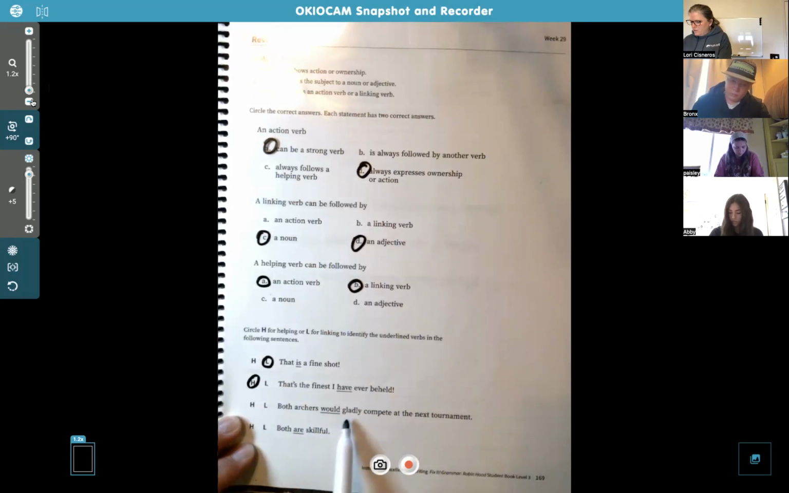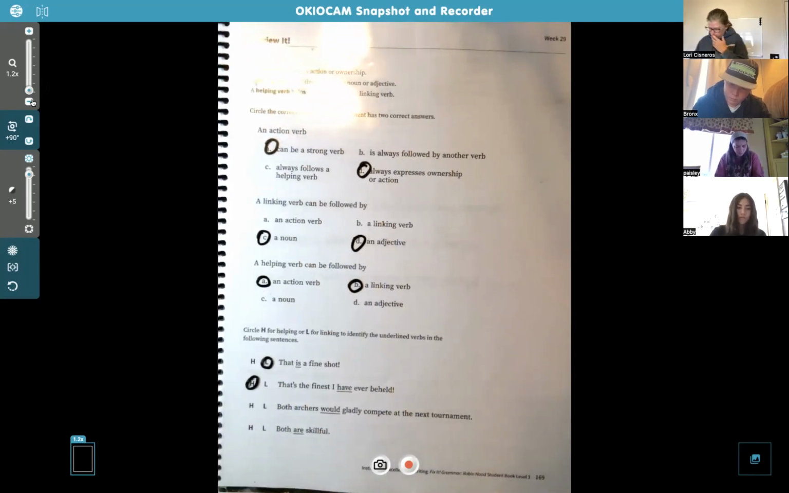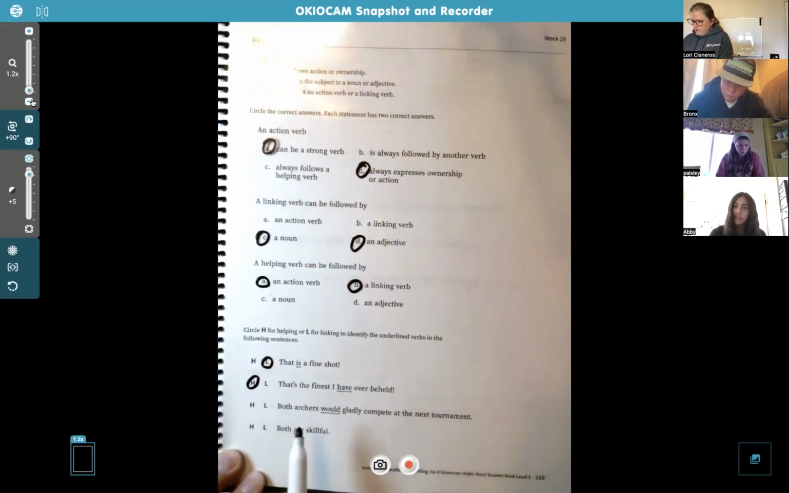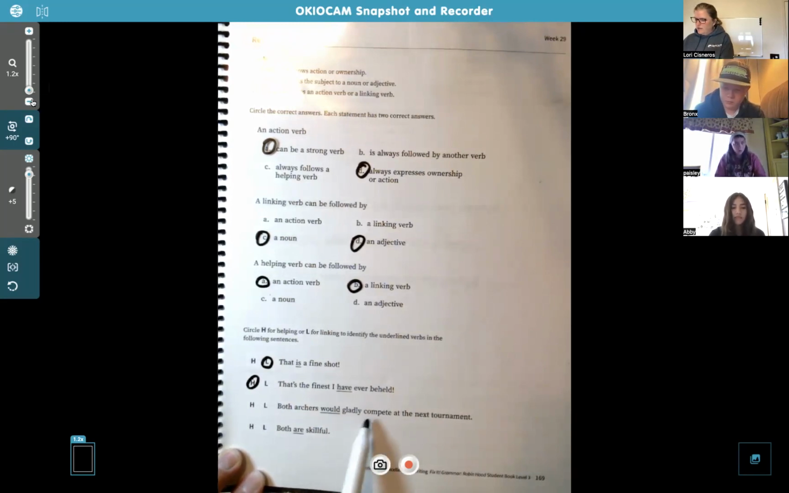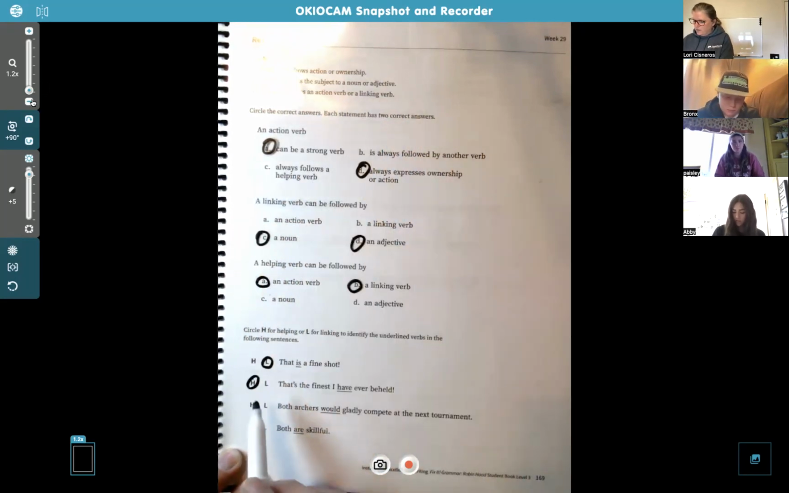Abby, both archers would gladly compete at the next tournament. Linking. That one's actually a helping one. It's helping gladly, which is an adverb, and then compete, which is the verb. Oh, okay. Yeah, so it's helping the action verb or linking verb. So that one's helping. And then back to Bronx, both are skillful.